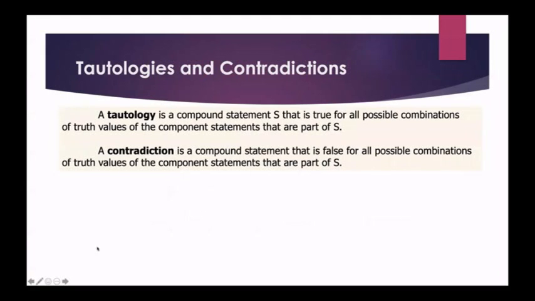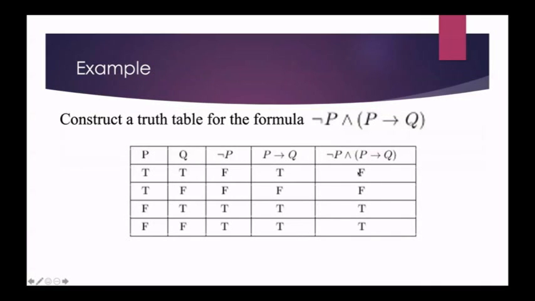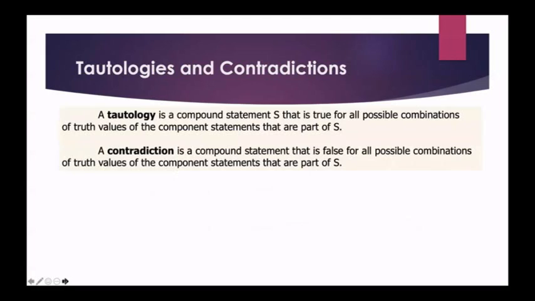So now, what will happen if all of these are true? What do you call the statement? If all of these are true, what do you call the statement? If all of these are false, what do you call the statement? So that brings us to the next lesson, to the next terms. Tautology, contradiction. So a tautology is a compound statement S that is true for all possible combinations of truth values of the component statements that are part of S. So this component statement, class, are the simple statements. The S, class, is the compound statement. Now, a contradiction is the opposite of tautology, meaning it's a compound statement that is false for all possible combinations of truth values of the component statements that are part of S.